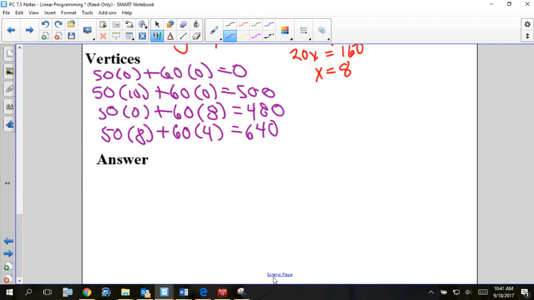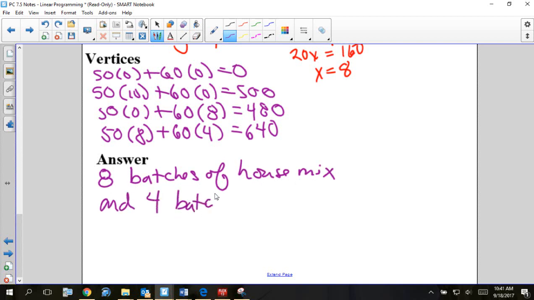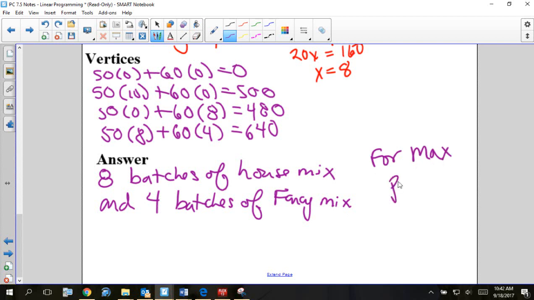8. And what does x stand for? The number of batches of house mix. So we're going to say 8 batches of house mix and 4 batches of fancy mix. And then the B part of your answer would be, what is that maximum profit? So we'd say for max profit of $640. Oh, so satisfying.